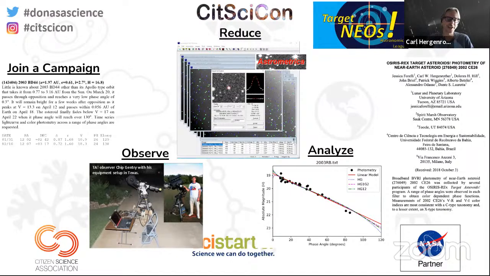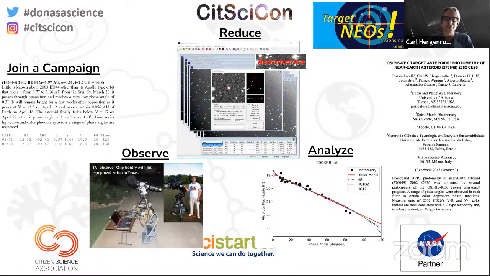So the thing is, join a campaign, observe. It doesn't have to be your telescope. There are a lot of organizations out there, usually for profit, but not always, where you can use telescopes located all around the world. And that's, for example, how I do a lot of my observing. It's easier sometimes to just get on the internet and use a telescope in New Mexico or in Australia versus lugging out all my equipment and setting it up in the backyard.